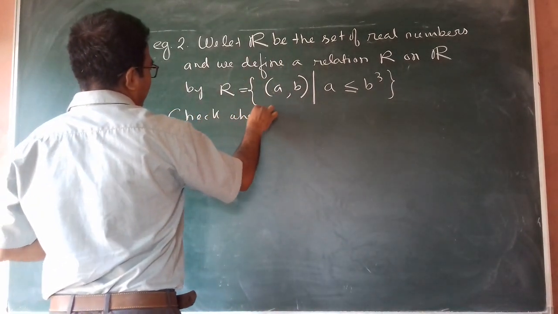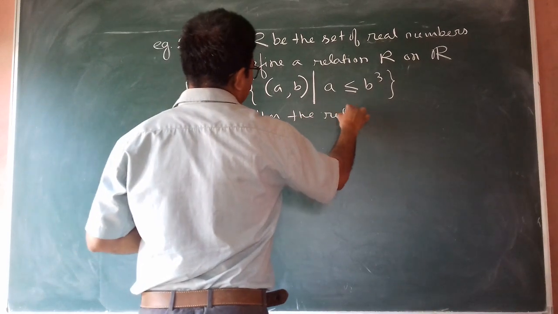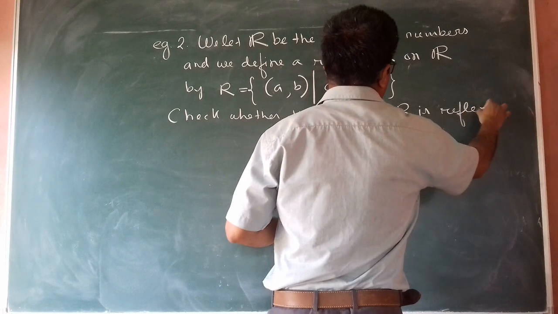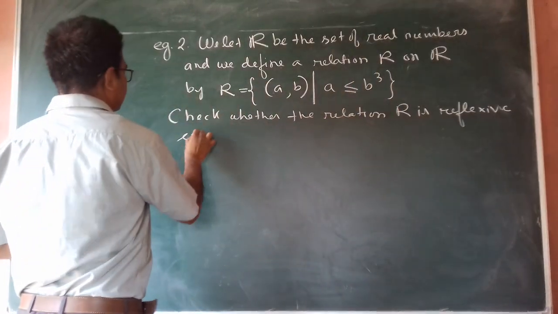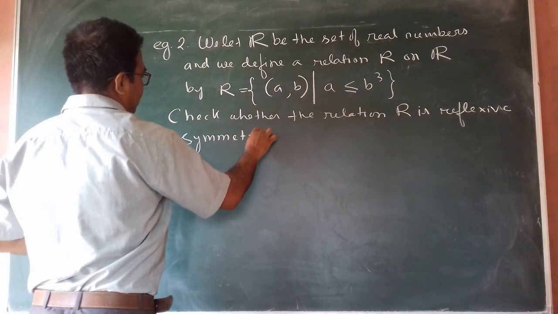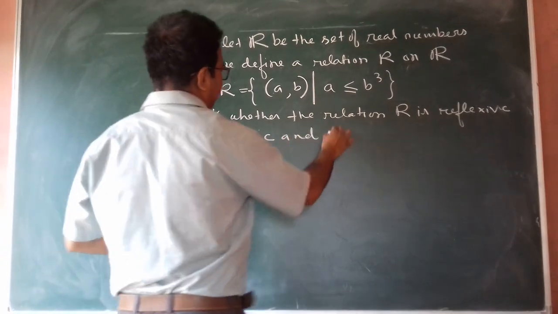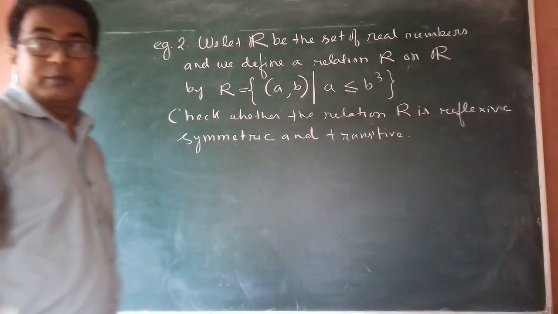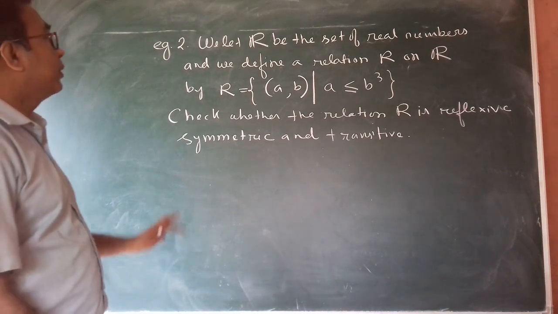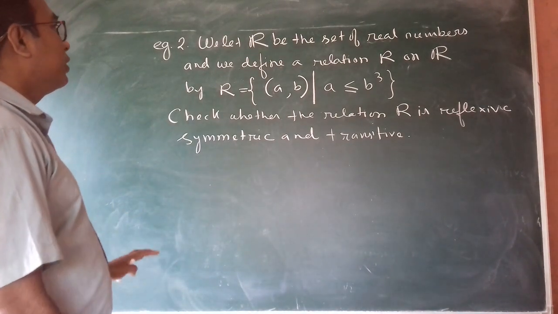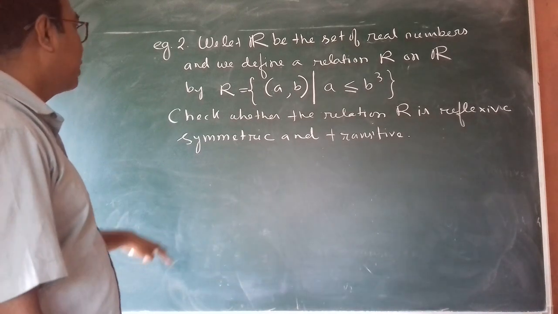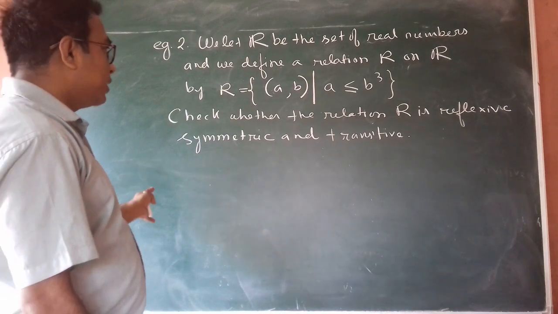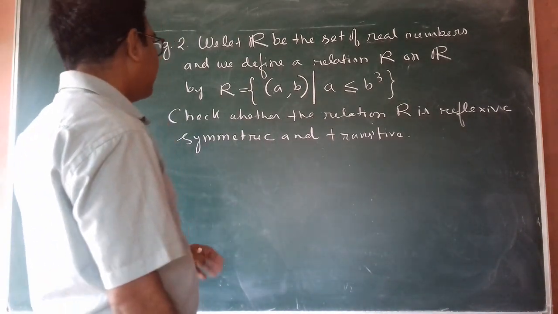Say whether the relation R is reflexive, symmetric, and transitive. So let R be the set of real numbers and we define a relation R on the real numbers by this relation (a, b) such that a is less than or equal to b³. Check whether the relation R is reflexive, symmetric, and transitive.